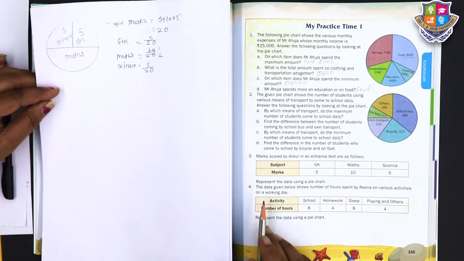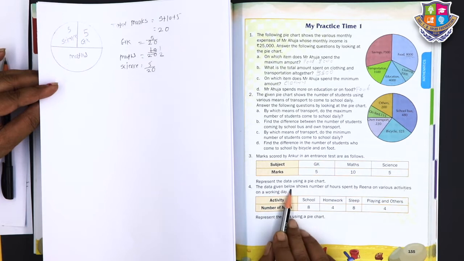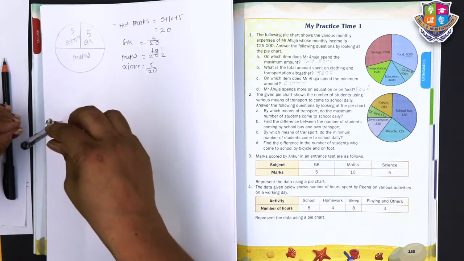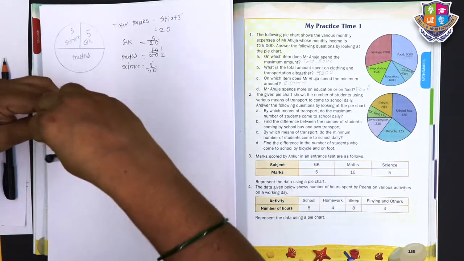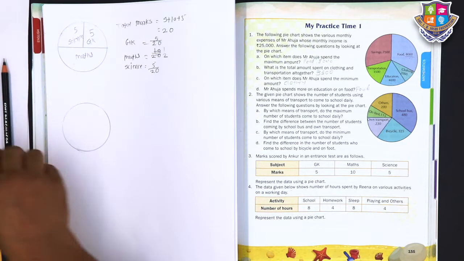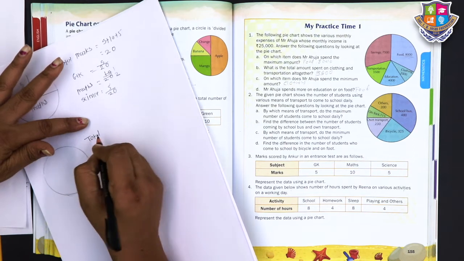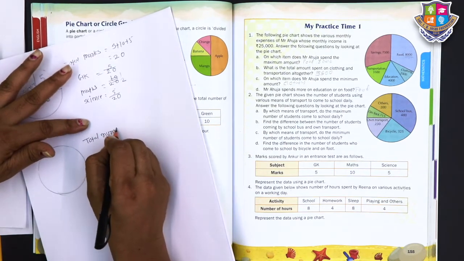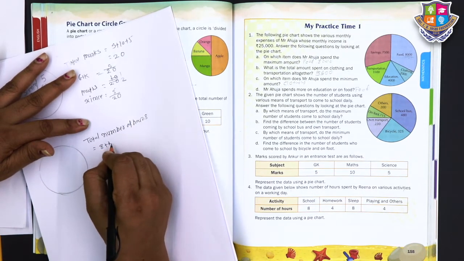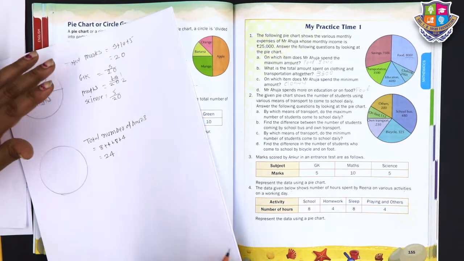Now see the second one. The data given below shows the number of hours spent by Rina on various activities on a working day. So number of hours, for that again you have to draw a circle. Okay, now you just have to write total number of hours is equal to, just count it, 8 plus 4 plus 8 plus 4. So it is equal to 24. Okay, in total 24 hours.